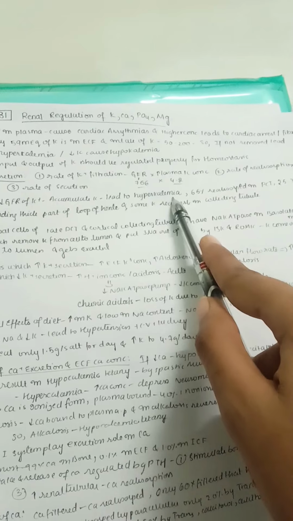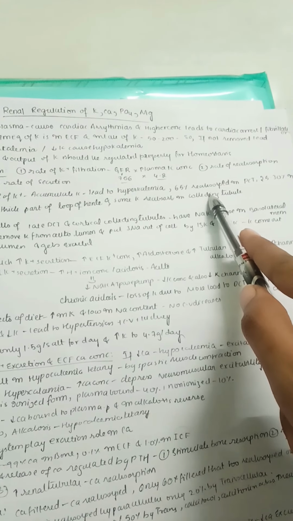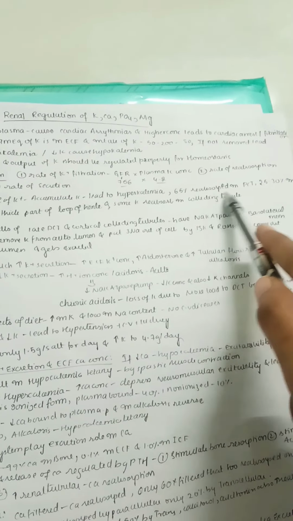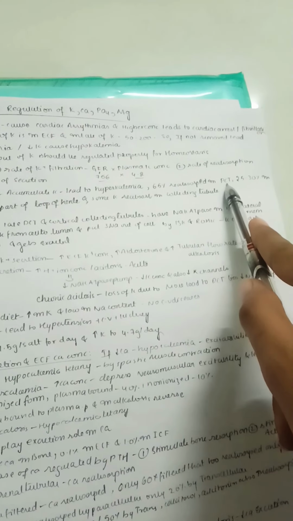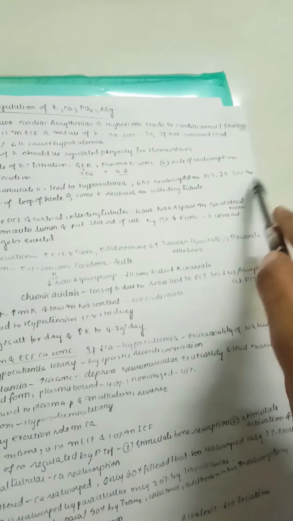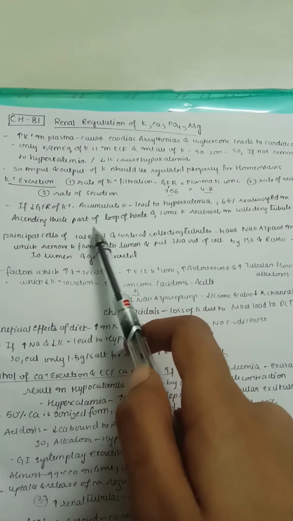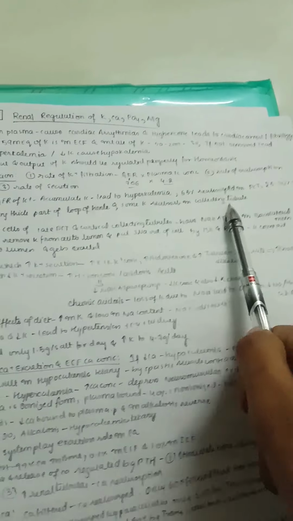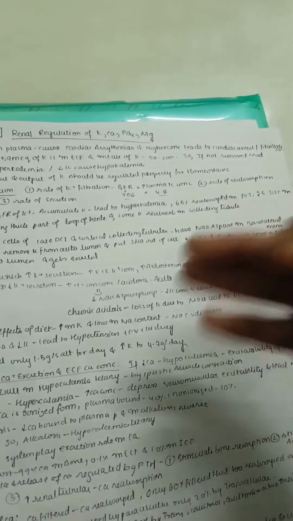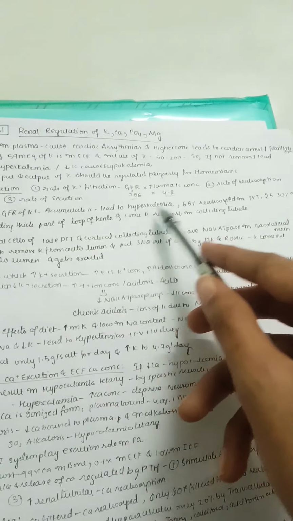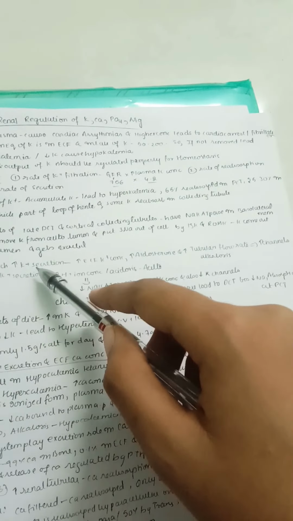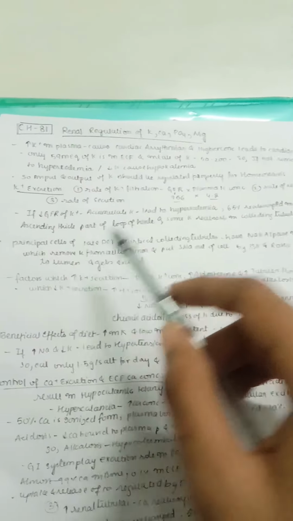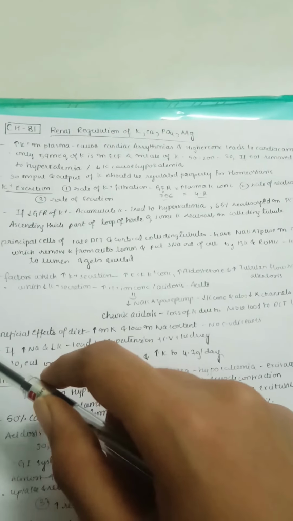Normally 65% of reabsorption of potassium is done in our proximal convoluted tubule, and 25 to 30% of reabsorption is done in the ascending thick part of the loop of Henle, and some potassium is also reabsorbed in the collecting tubule. So you can see most of the reabsorption of potassium is in the proximal convoluted tubule, and somewhat in the ascending thick part of the loop of Henle.